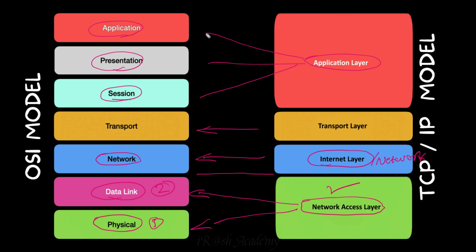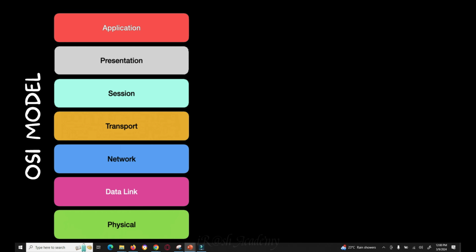So what are the functions this application layer was doing in TCP/IP? It was divided and categorized as 3 layers in the OSI model. So these are the main differences in TCP/IP and OSI model in the case of number of layers. Now let's talk about the functions of each layer of the OSI model. So we are starting from the bottom, starting from layer 1, the physical layer.